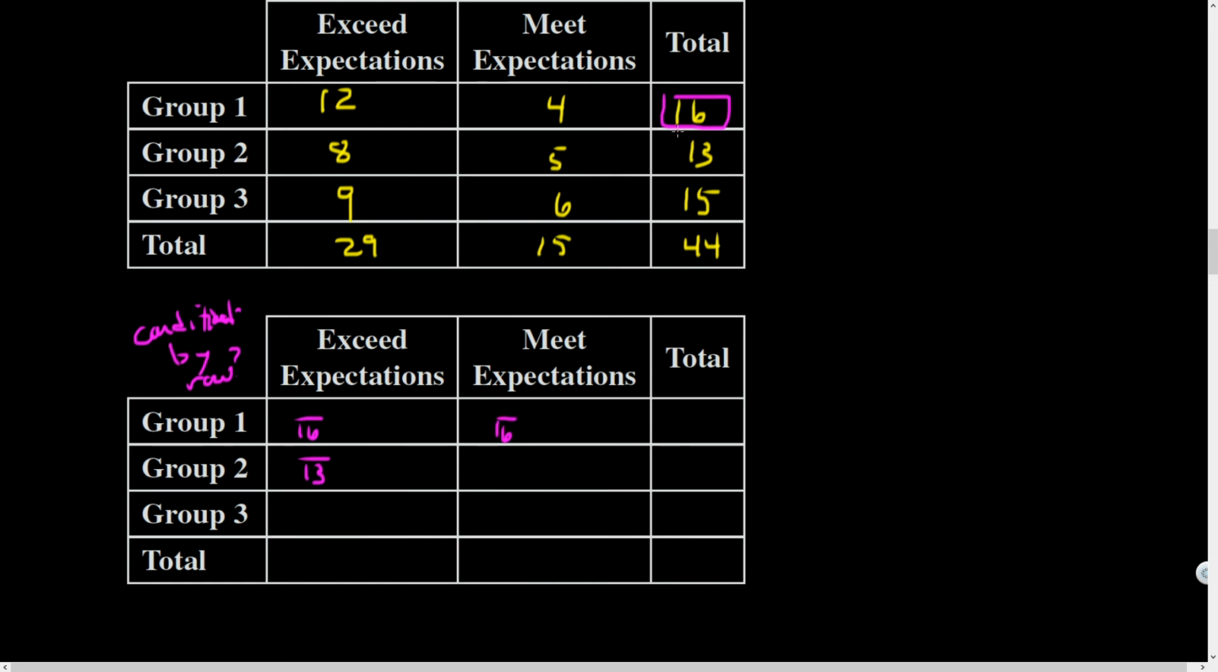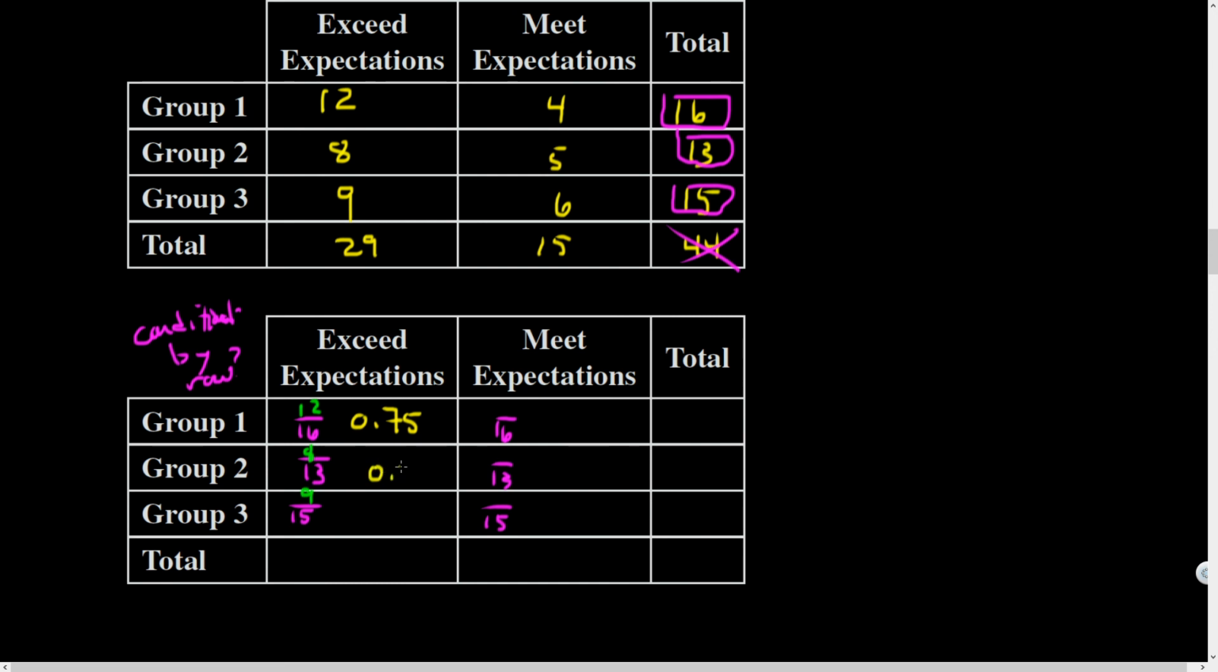And these are conditional because I'm using these values rather than the total group, right? So out of 13, out of 15. And then the numerators would have been exceed expectations: 12, 8, and 9. And then let's figure out what those are. So 12 sixteenths happens to be 0.75. So group 1 went above and beyond 75% of the time.